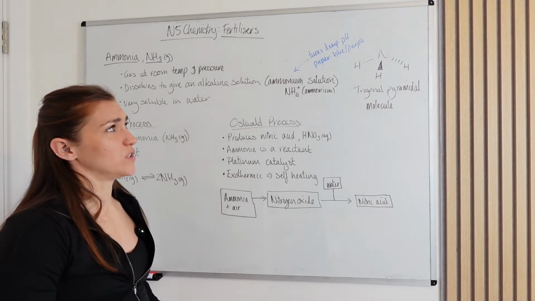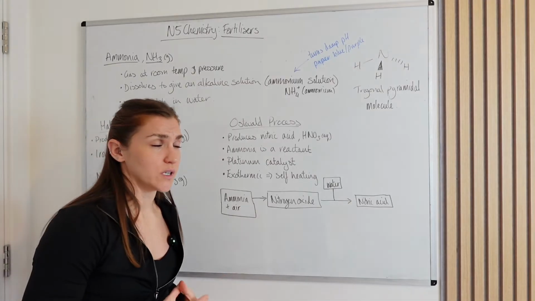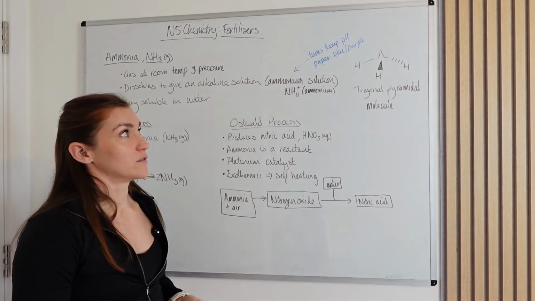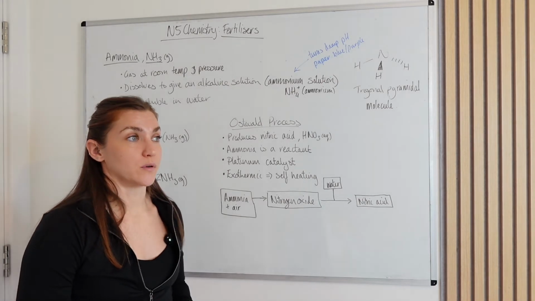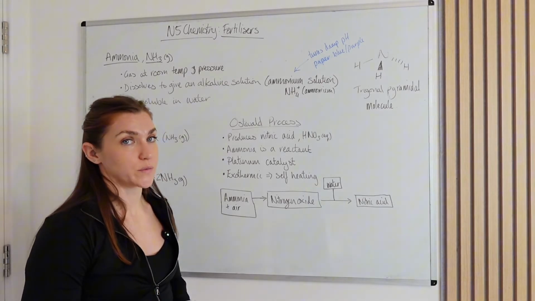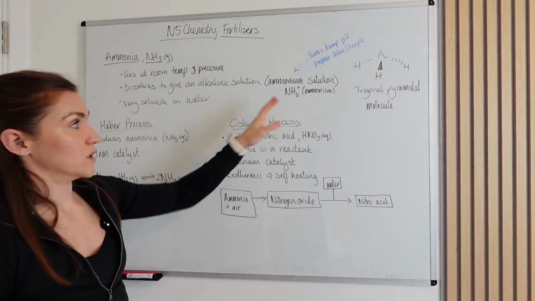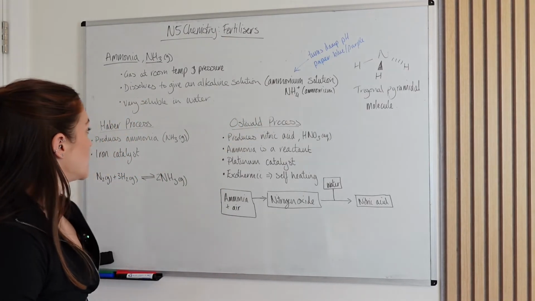So that's really all you need to know about ammonia as a molecule. It's NH3, it's got a trigonal pyramidal structure, it turns damp pH paper blue or purple because it readily dissolves in water to produce an alkaline solution. And that alkaline solution is known as ammonium solution.